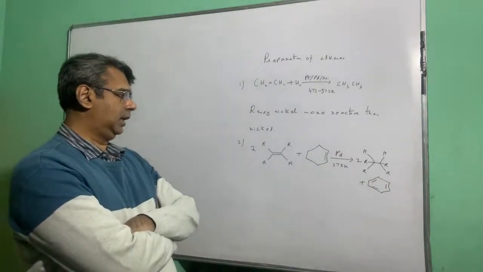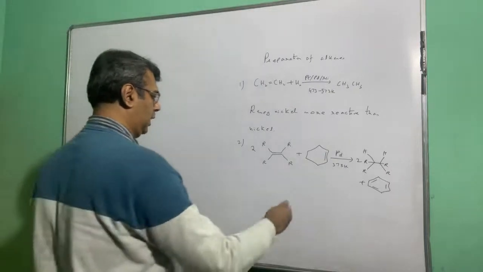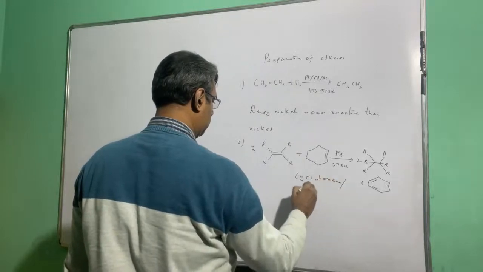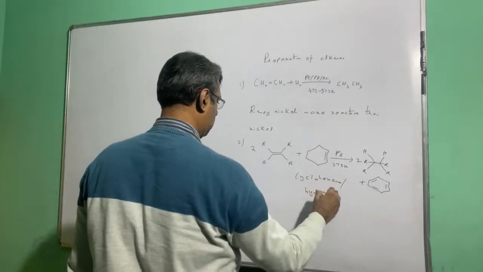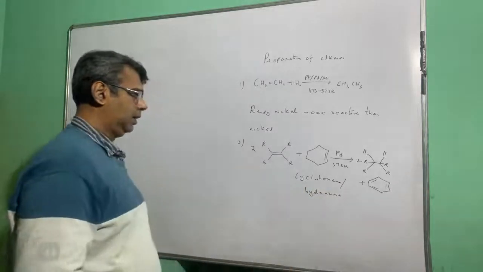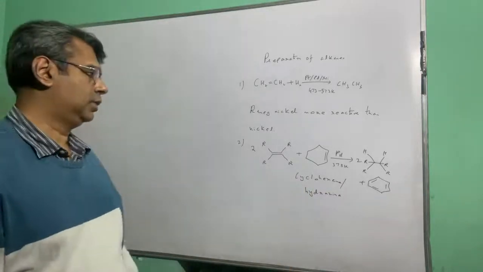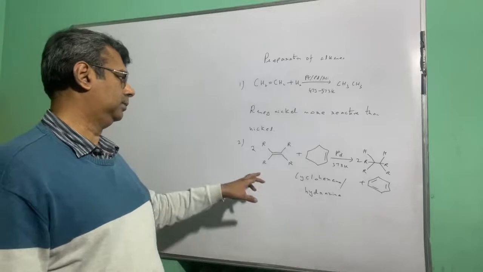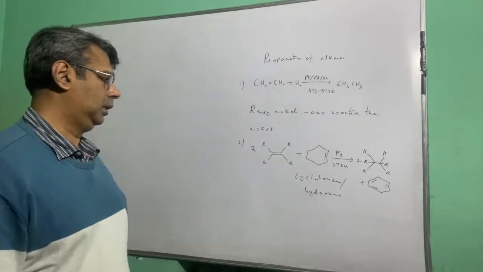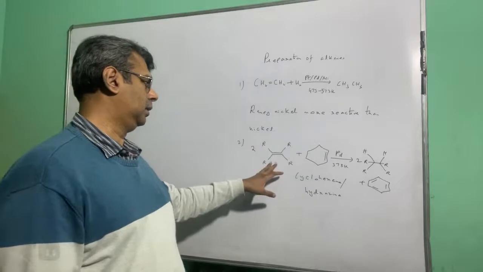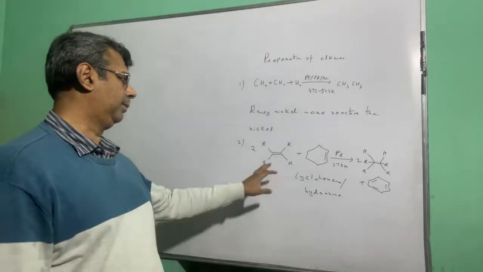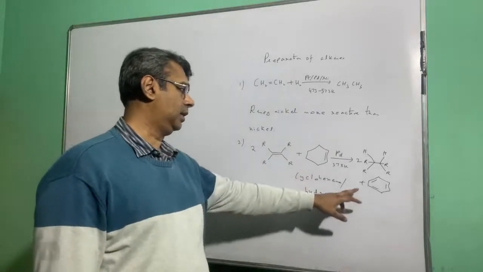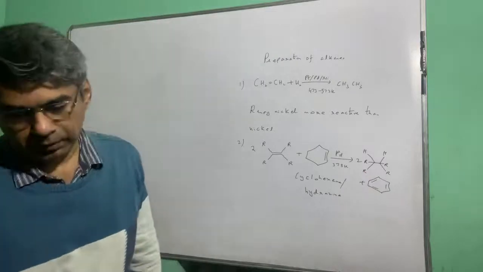Okay, the second method is that if you start with either cyclohexene or hydrazine, then the alkene will react with cyclohexene or hydrazine to give alkane plus aromatic compound.